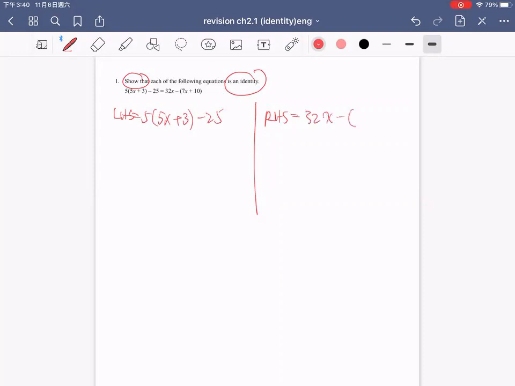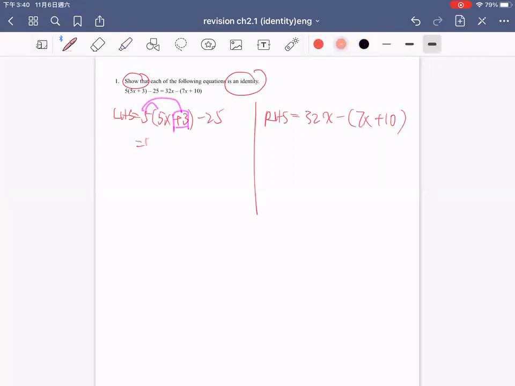Remember, don't omit anything. Check again and again. Is that correct? Okay. Then now we expand it. Why do we want to expand it? Because we have to expand it to see whether we have similar terms to combine. Okay. Then we have this one. 5 times 5x and 5 times, remember, positive 3.